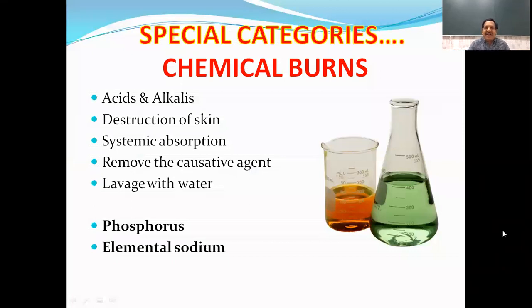Now, special categories continuing, we have chemical burns. Chemical burns may be by acids or alkalis. There are two issues. One, destruction of the skin by the acid or alkali, local destruction. Suppose if sufficient material is absorbed, it may produce systemic effects. So we have to lavage with water, remove the causative agent if possible, or lavage with water.